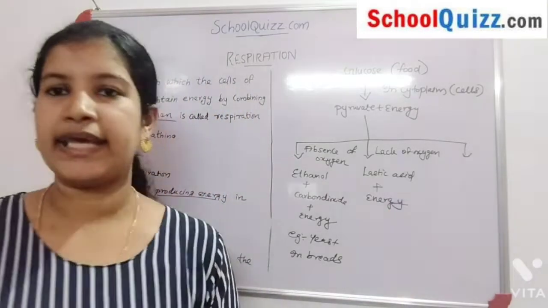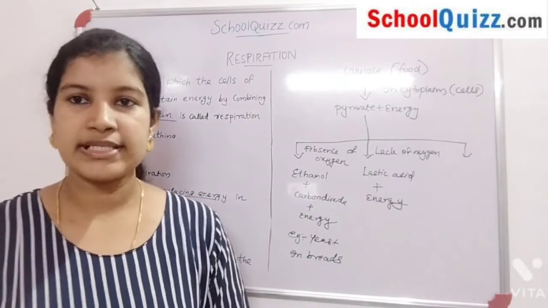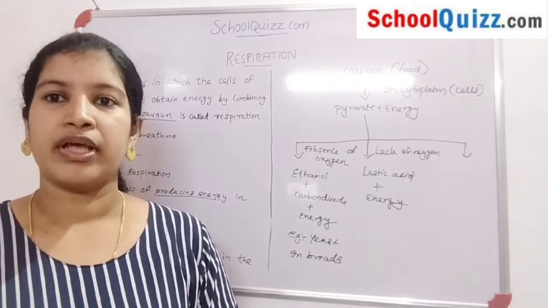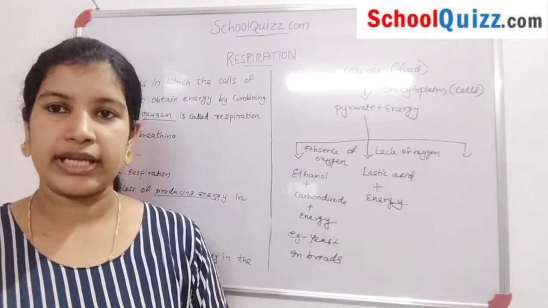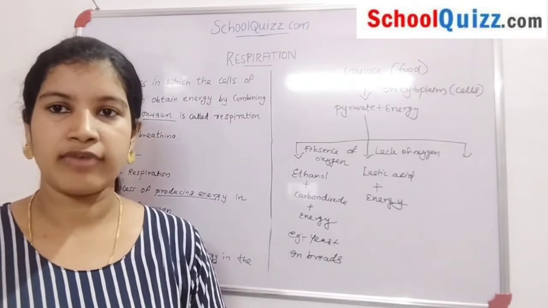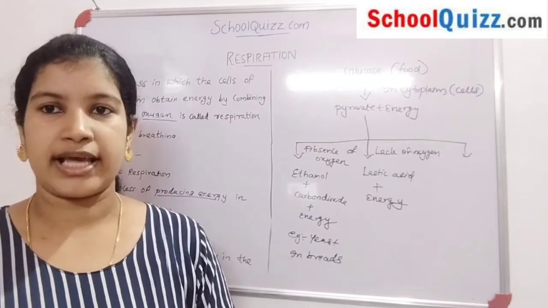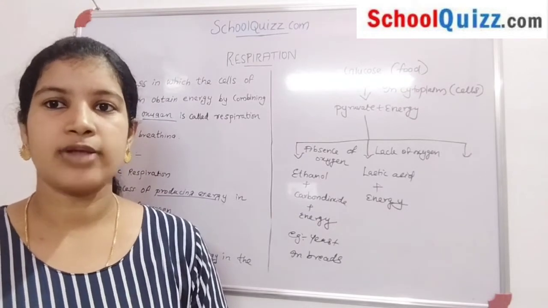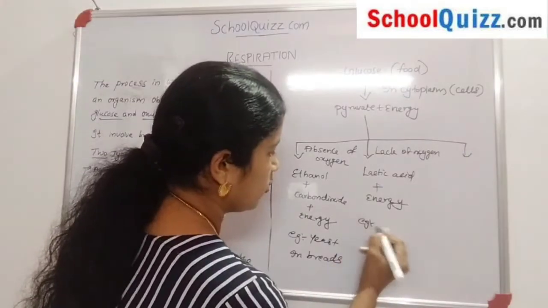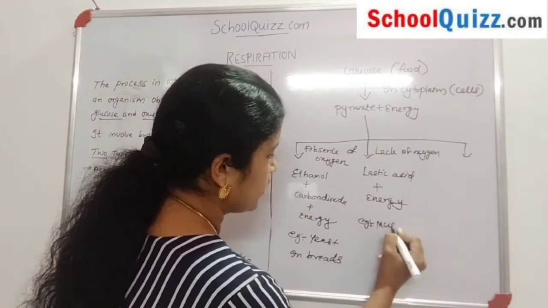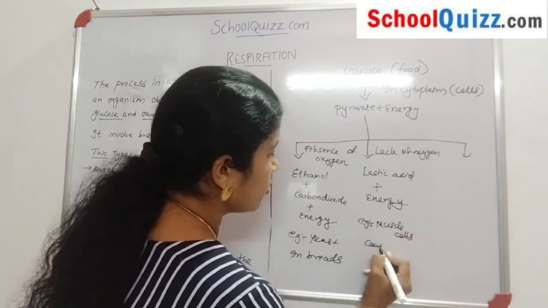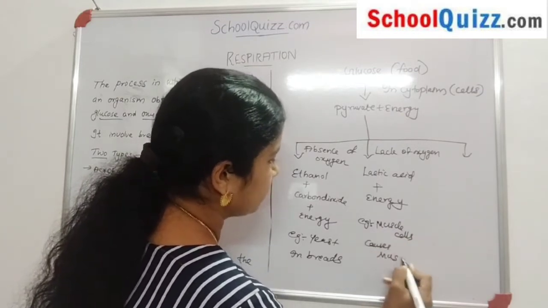So here we can take an example as our muscle cells. When we are doing hard work, the muscle cells breathe more deeply, and the straining or lack of oxygen causes lactic acid, and this lactic acid causes muscle spasms. Muscle cells cause muscle spasm.